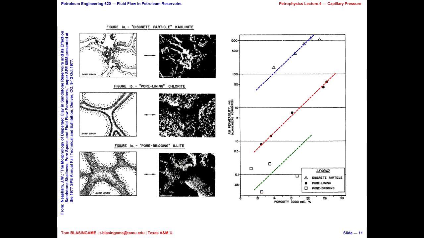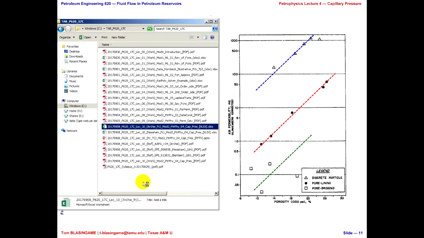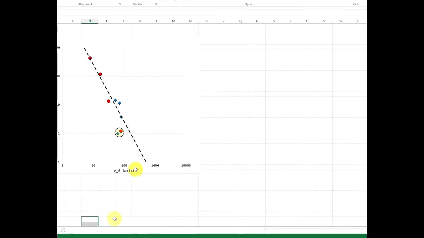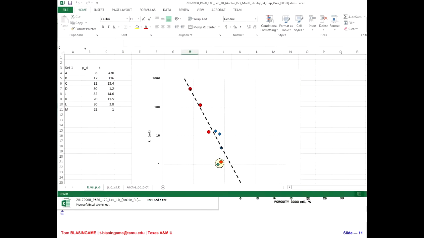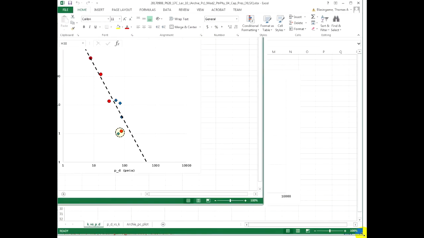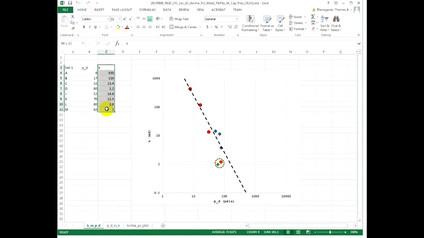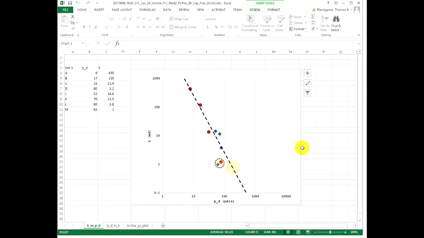Okay. So if we go back to the notes, and I bring up the Excel files, there was some data in Archie. And this shows Archie's correlation of permeability on the y-axis, displacement pressure on the x-axis. You can see there's a couple of outlying points here, but that's okay. Generally speaking, there's a trend.